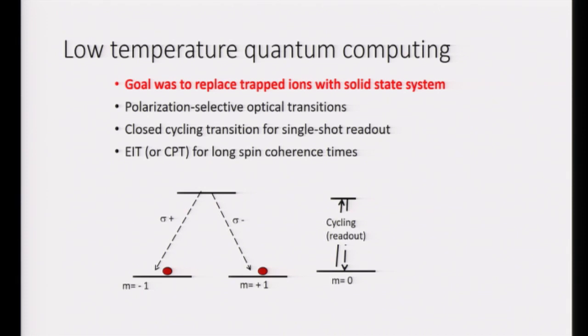And what do you need for trapped ions? Well, trapped ions have polarization selective optical transitions, so I like to have those. They have cycling transitions for readout, so you can get single shot. And I like to have optical control of my spin state, so I like these Raman transitions. At the time, I didn't know exactly what to use. As it turned out, we settled on nitrogen vacancy, which I'll talk more about later.